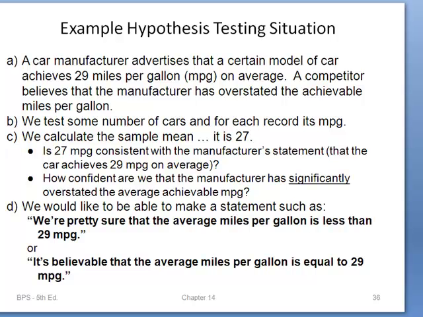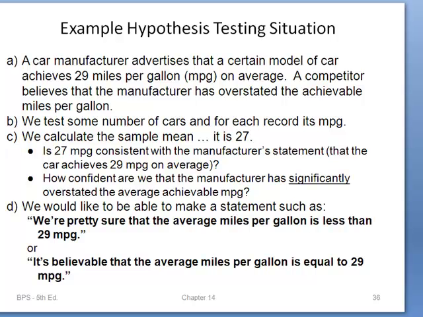So let's look at a problem. A car manufacturer advertises that a certain model of his car achieves 29 miles per gallon on average. However, a competitor believes that the manufacturer was overstating what his car could achieve as far as miles per gallon. So we need to test some number of cars. For each of these cars, we're going to record how many miles per gallon it gets. Now let's say that we had a sample of 100, and we calculate that the sample mean was 27. What we have to do now is say, is that 27 miles per gallon consistent with the manufacturer's claim or not?